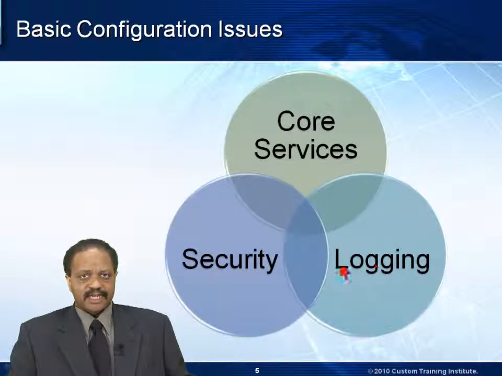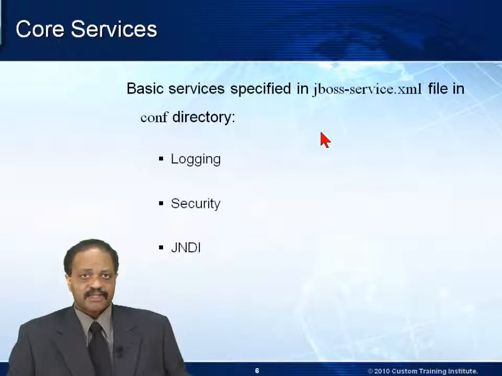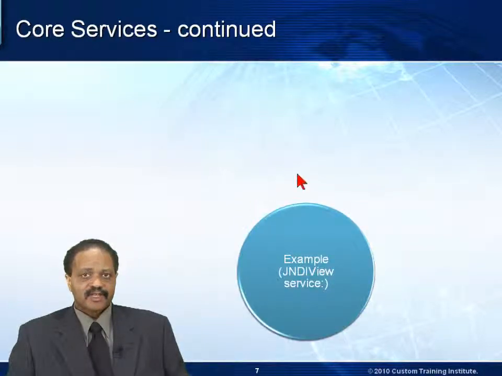So we're going to deal with that, and then we're going to deal with how security is managed. These basic services, such as logging and security, are specified in the jboss-service.xml file, and that's specified in the configuration directory. So let's take a look at a piece of that file. First logging, and then security. Now also, the Java Naming and Directory Interface, or JNDI, is also specified out of that file, as well as JNDI view. Here's an example of what that chunk of code looks like.